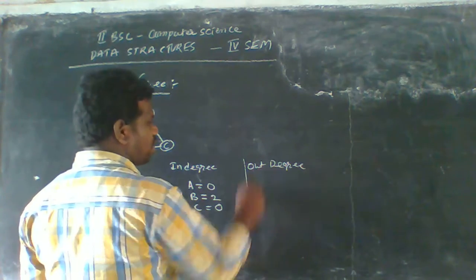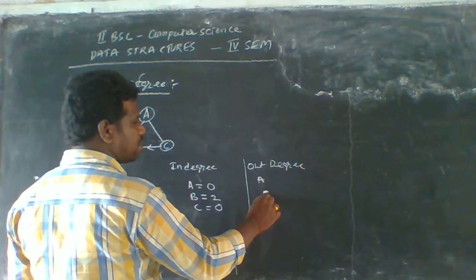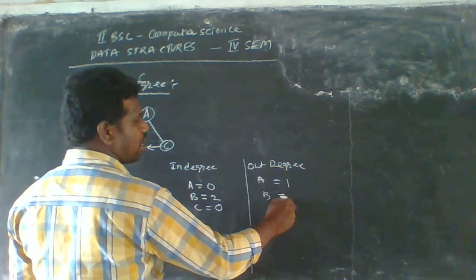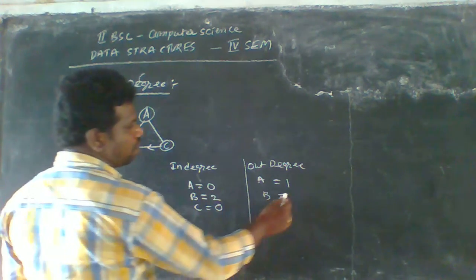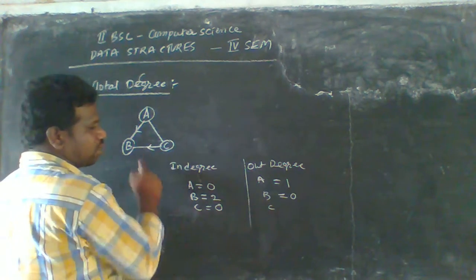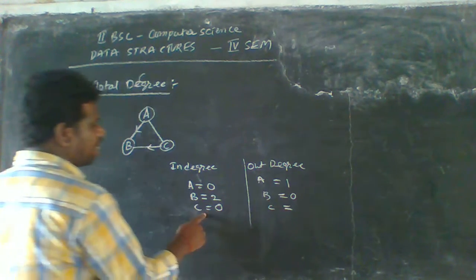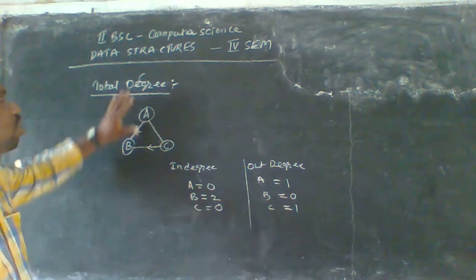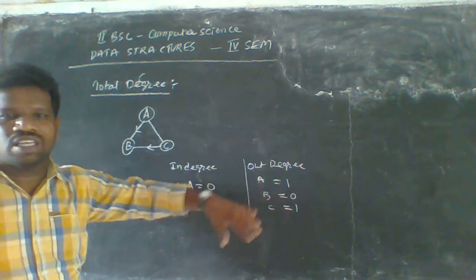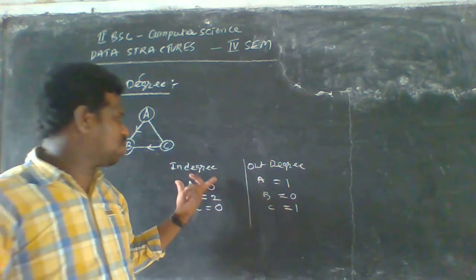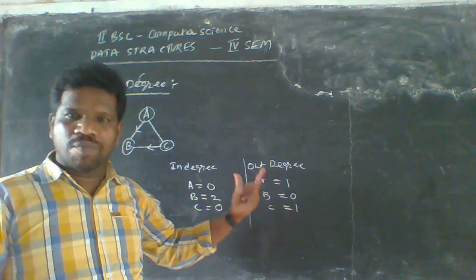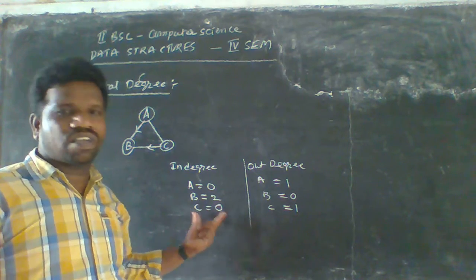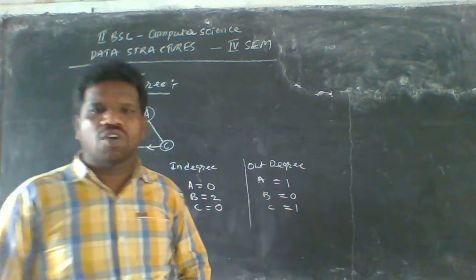And while counting the out degrees, we have to count A, B, C. How many out degrees for A here, and B is equal to how many? B is 0 here because it has in degrees only. And C is equal to how many degrees going out here? Only 1. So this is the total degrees of the in degrees and out degrees here. In this session we have to count how many in degrees and how many out degrees are there. This is what we call total degrees here.